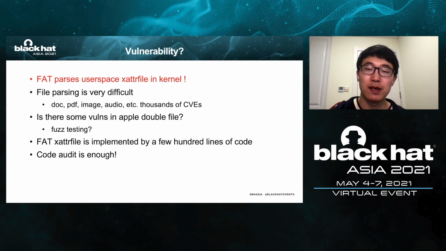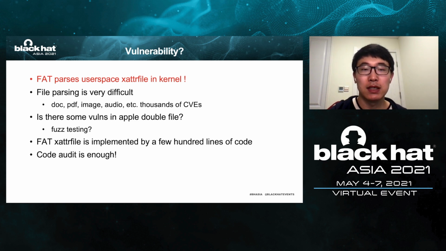That means file parsing in kernel. File parsing is actually a difficult thing. There are thousands of CVEs all about file parsing, for example DOC, PDF, image, audio. There have been many CVEs in history. The AppleDouble also follows a certain file format and requires file parsing. Are there vulnerabilities in it?